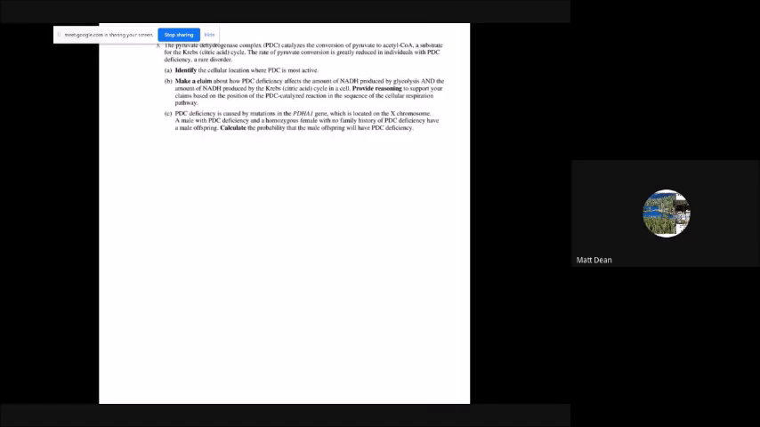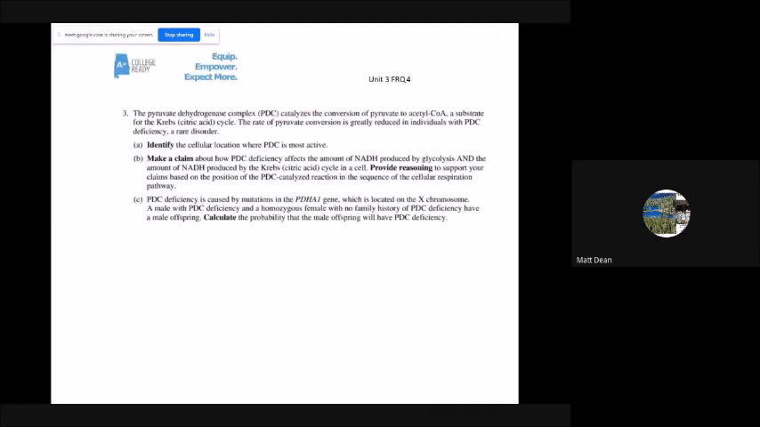All right, well, here's one more cell respiration FRQ. So take a minute and read through that one. Go ahead and read parts A, B, and C.